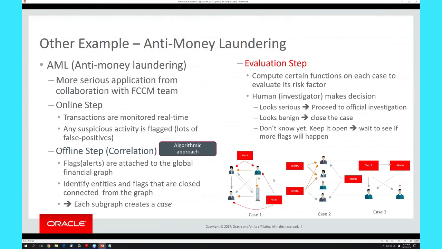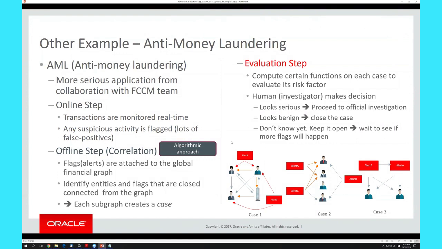And then this case is composed of the account and business entities, and what are the alert flags that you attach to it. And then each of these cases looks different. What they are doing right now, as of today, is that given a case, they just compute some values in some algorithmic manner, and then it goes to a human investigator to make a decision.